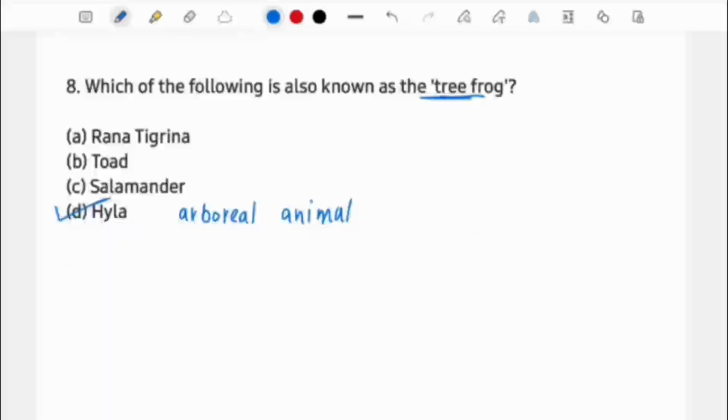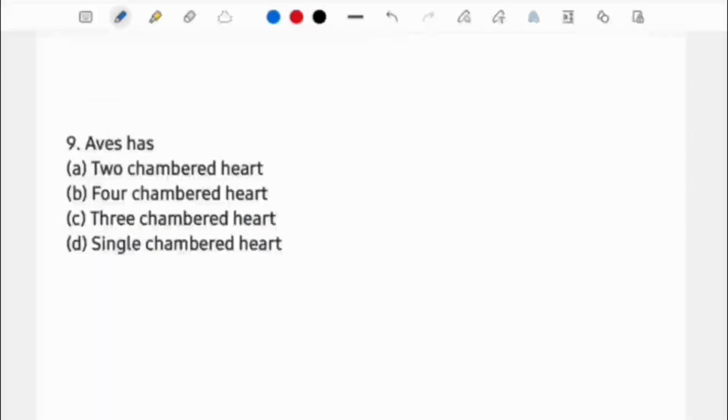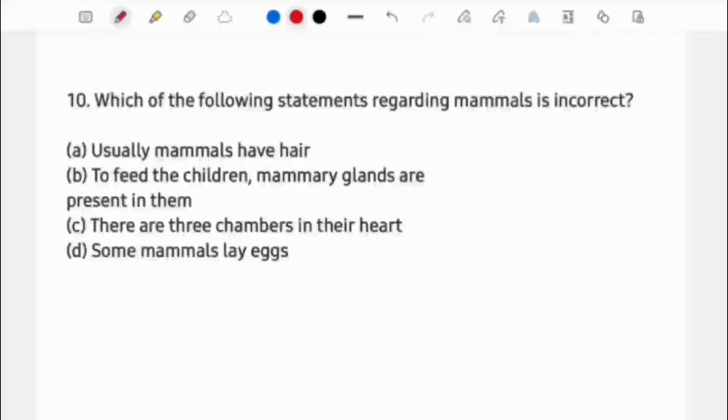Next question. Question is aves have, and the correct option is option B, that is a four-chambered heart, because they belong to chordates. Next question. Question is which of the following statements regarding mammals is incorrect? And the correct option is, first we will see some options.